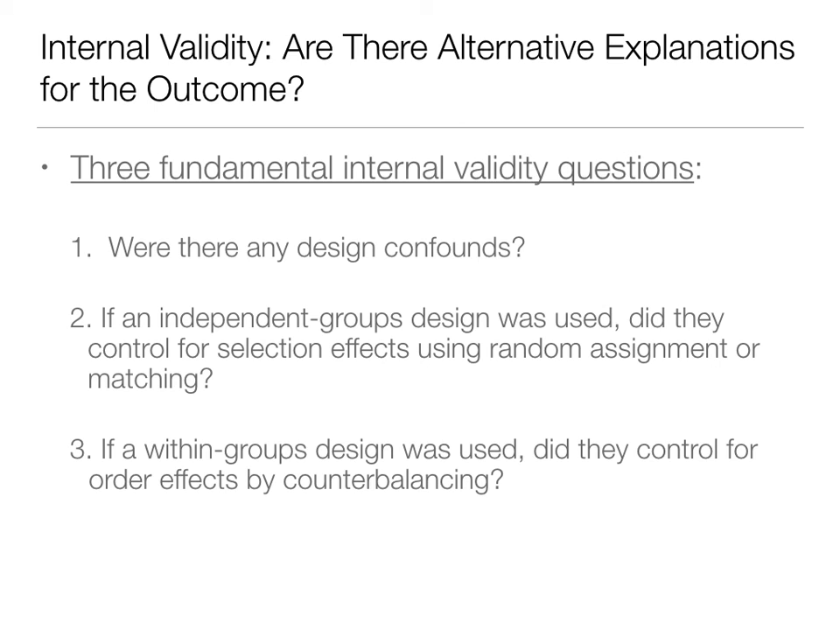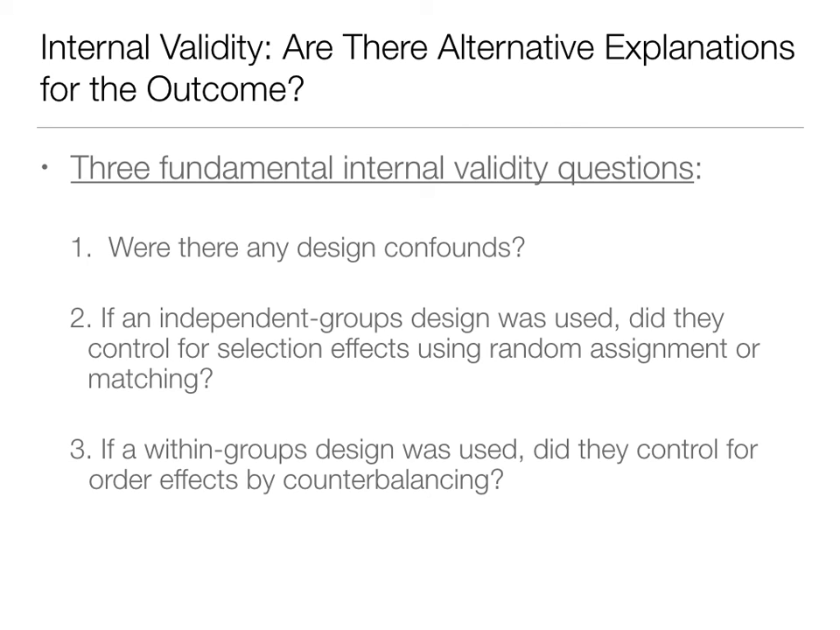In an independent groups design, remember, our biggest threat to our internal validity is selection effects. And again, we're using random assignment to control that. In a within groups design, our biggest threat is order effects. Okay, and we're using counterbalancing to control that. So again, are those things happening?